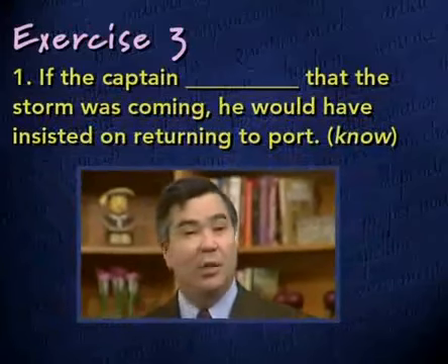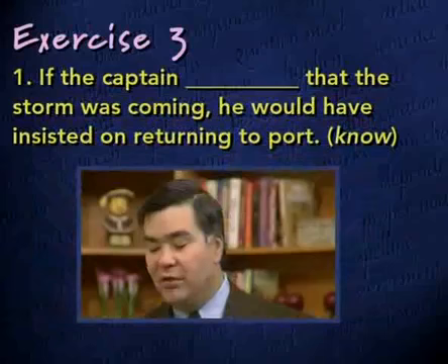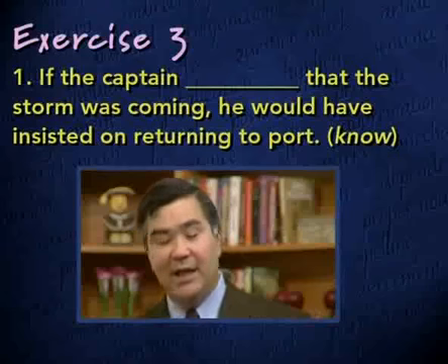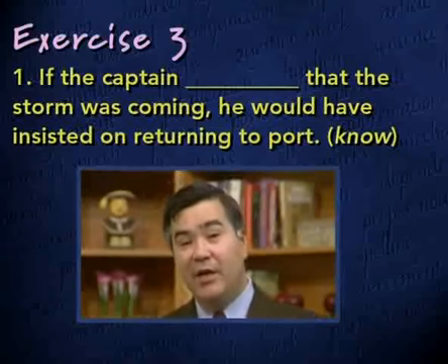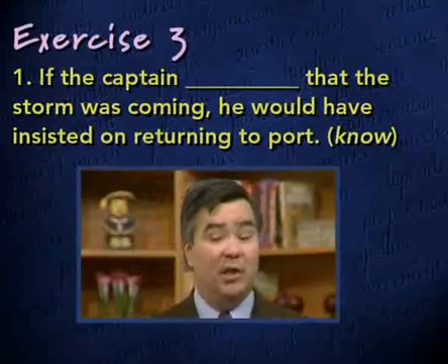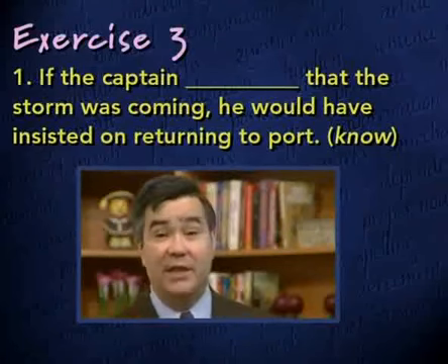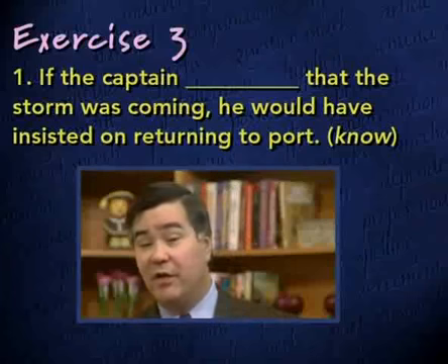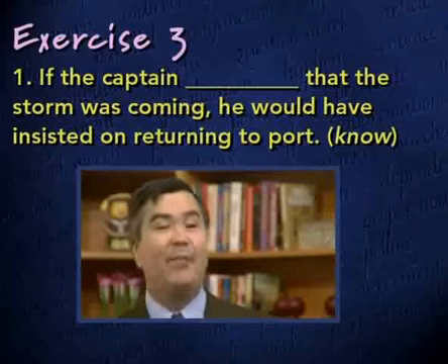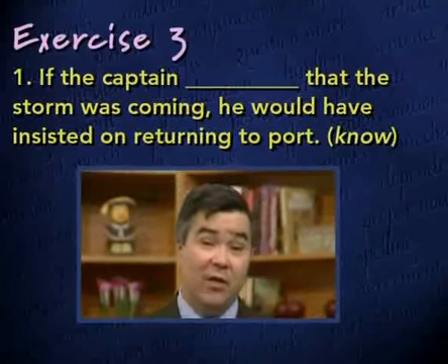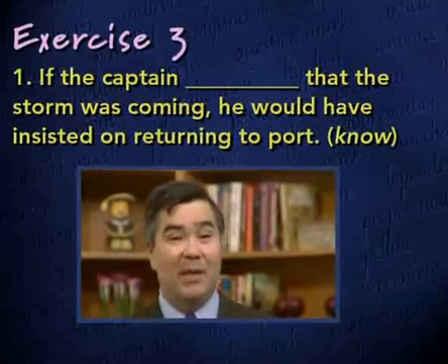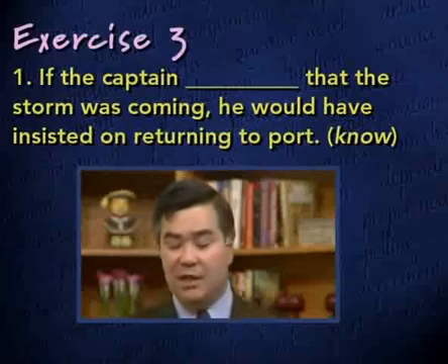If the captain blank that the storm was coming, he would have insisted on returning to port. And the verb that we want to insert in the blank is the verb to know. Now here the subjunctive mood is needed because we have an unreal or doubtful condition being described in the first clause of the sentence. And it is a clause beginning with if, which is one of the most common ways of describing an unreal or doubtful condition. The captain did not know that the storm was coming, so we're describing something that was unreal. His knowledge of the storm didn't really happen. We want to describe this then using the subjunctive mood.